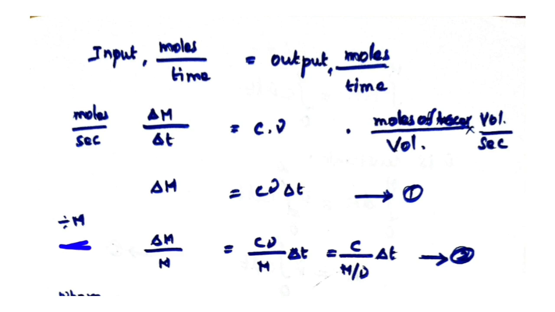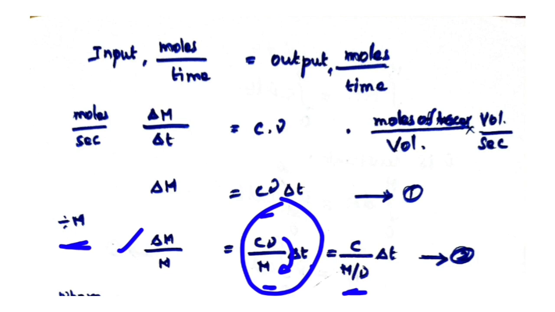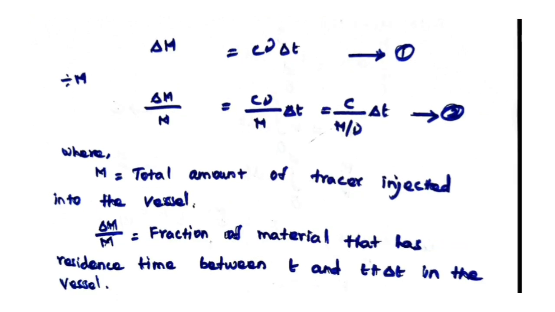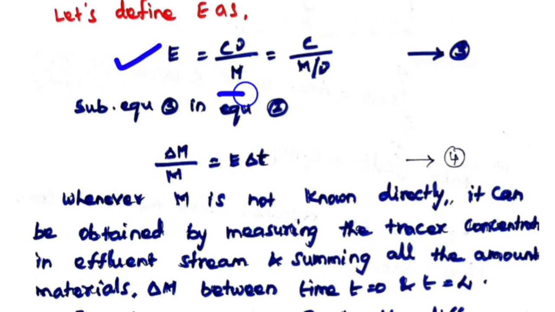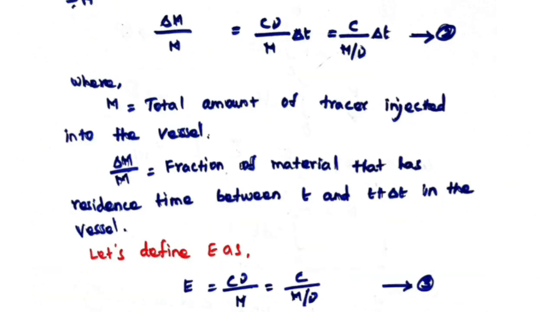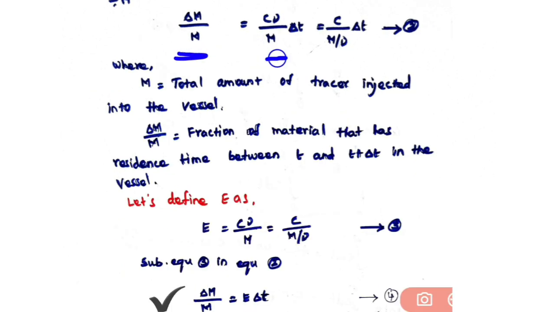Then just divide equation 1 by M. You will get del M divided by M equals C nu divided by M times del T. You can write this as C divided by M divided by nu, into del T. Here M is the total amount of tracer injected into the vessel, and del M divided by M is the fraction of material that has residence time between time T and T plus del T. Then let's define E as C nu divided by M, or you can write it as C divided by M by nu. Then substitute equation 3 in equation 2. In equation 2, del M divided by M equals C nu divided by M, and E is nothing but C nu divided by M. So del M divided by M equals E into del T.